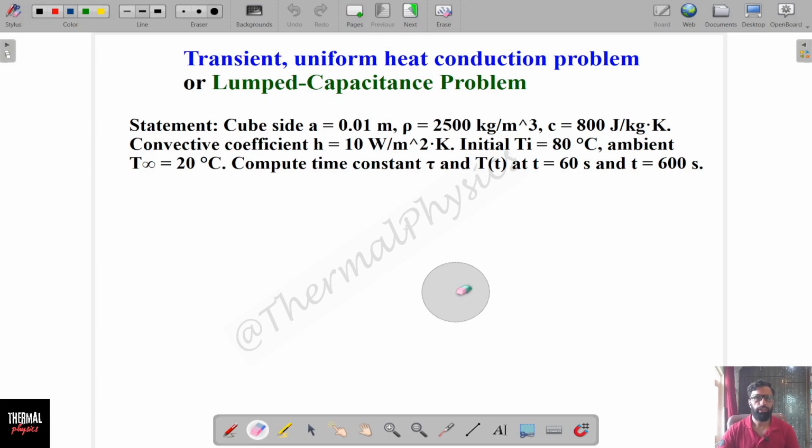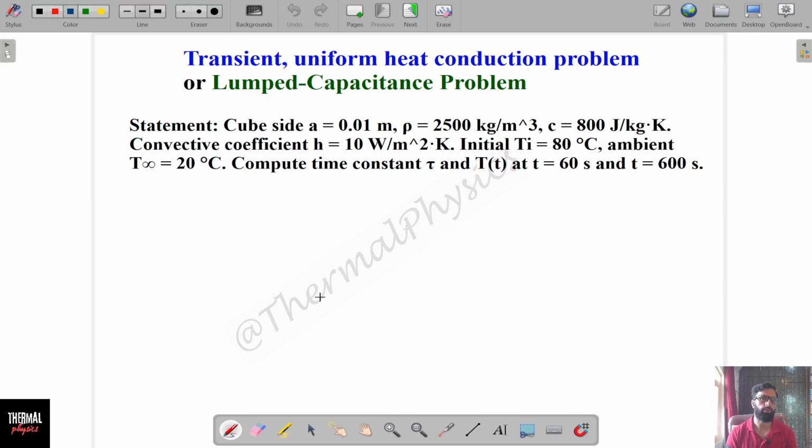Hello and welcome back. In today's video, we are going to solve another heat conduction problem, which will be based on the lumped capacitance model. What this model says is that suppose we have a body whose temperature only changes with time and does not change with spatial dimension, meaning it changes from time to time and does not change from point to point inside the body.